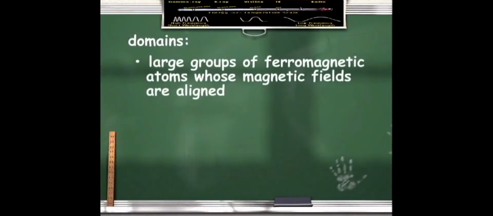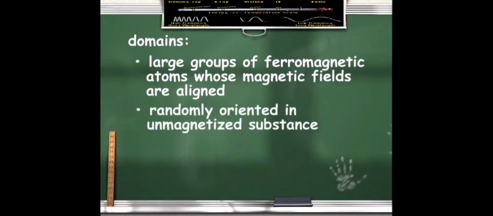So why aren't all nails magnets? And how does one become a magnet? It can all be explained with a new physics term, domains. Domains are large groups of neighboring ferromagnetic atoms whose magnetic fields are aligned, making the group act like a microscopic magnet. In an unmagnetized substance, like a nail, the domains are randomly oriented, so the nail does not act like a magnet.